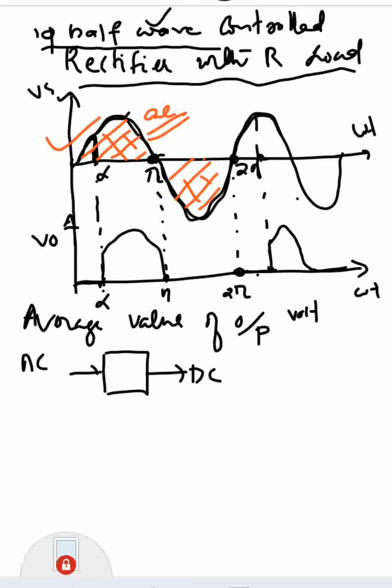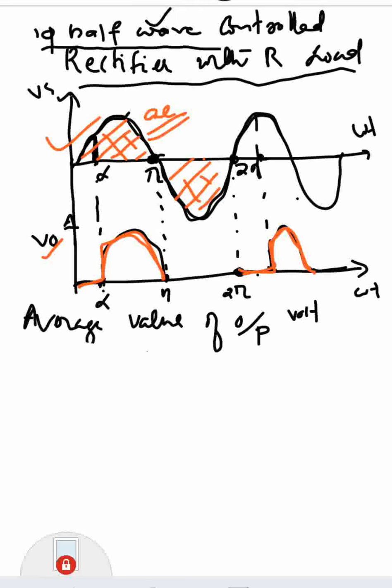But take the output voltage. Output is expected to be DC, but you are getting a voltage like this. Normally we are familiar with a DC voltage like this, but here you are getting a waveform of this shape. But in the initial class I told you DC means any voltage whose average value is finite, you can call it a DC voltage. So here also we need to calculate the average value. Is it finite? That we need to check.